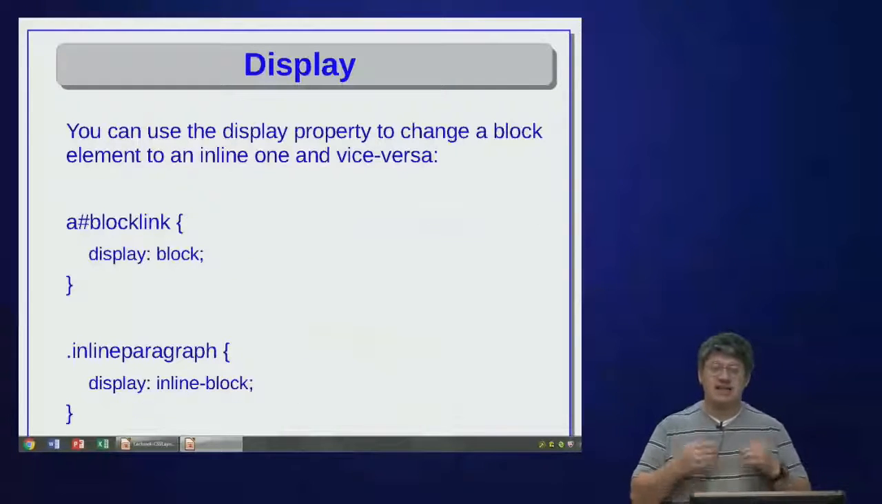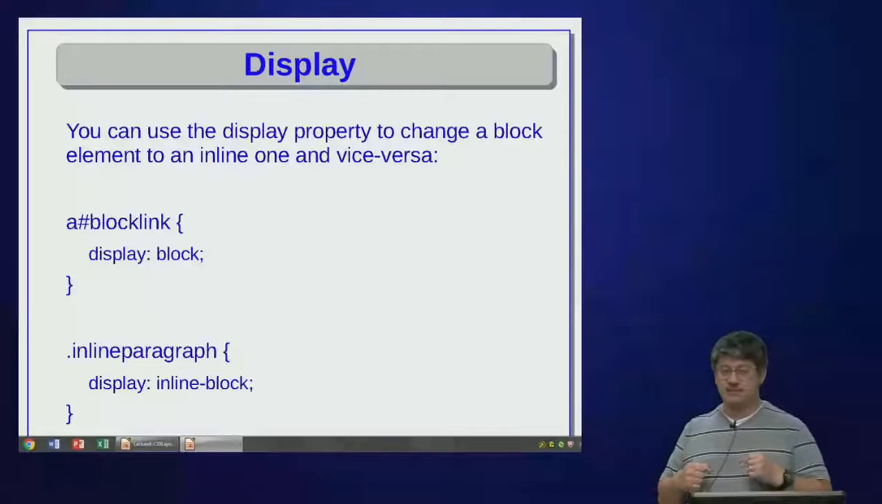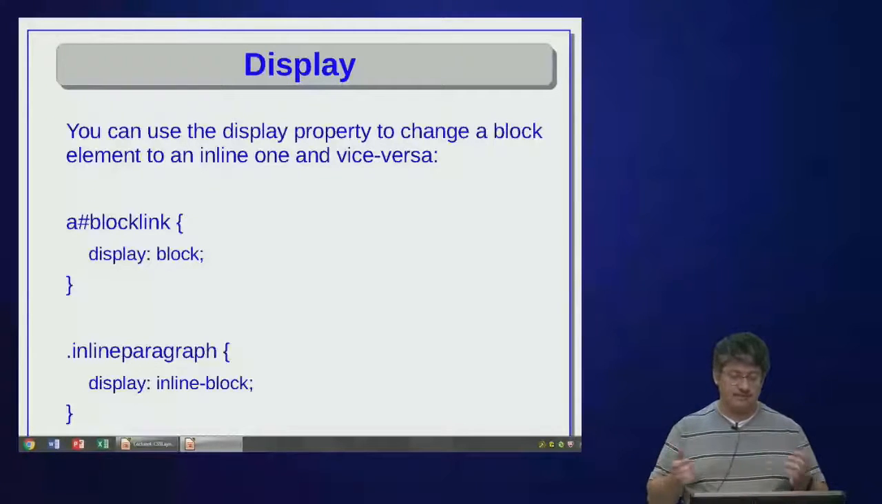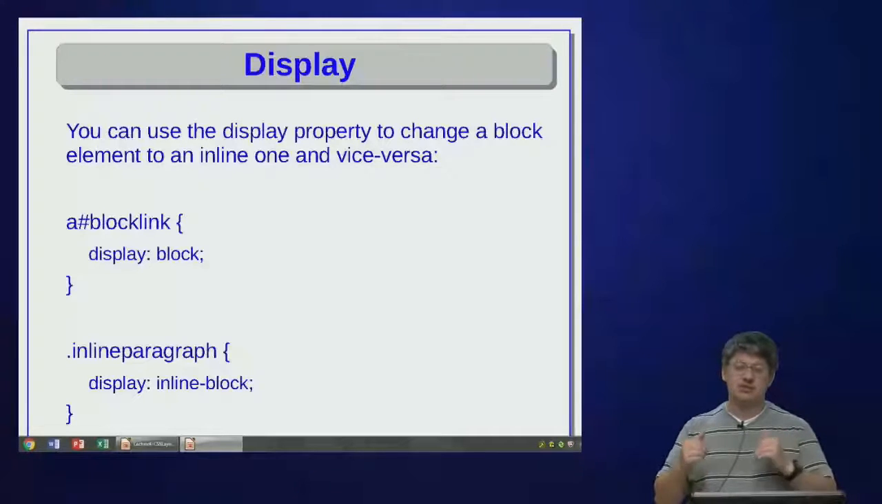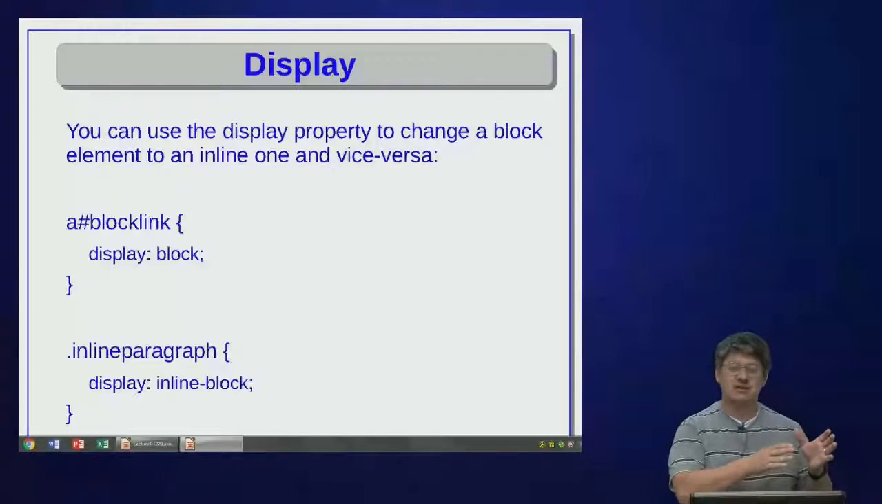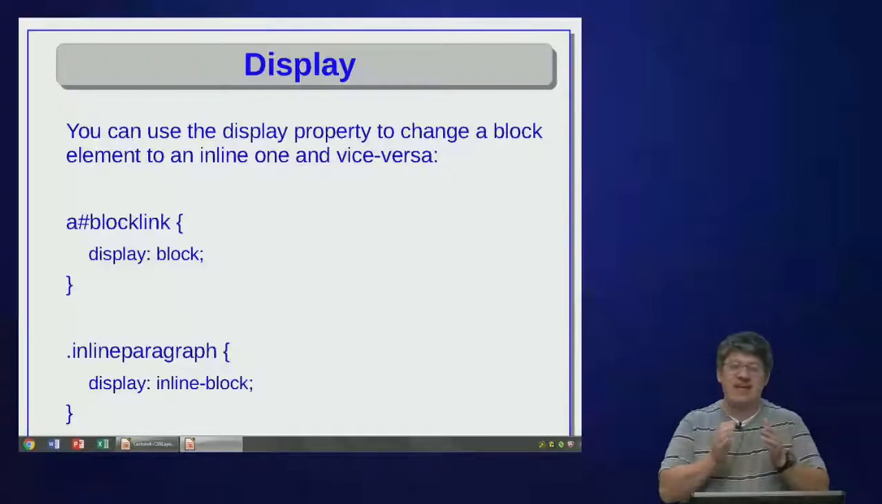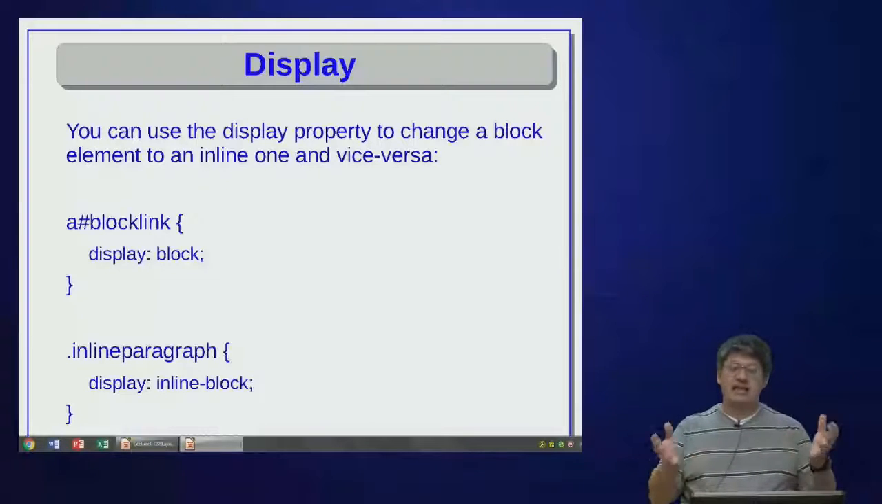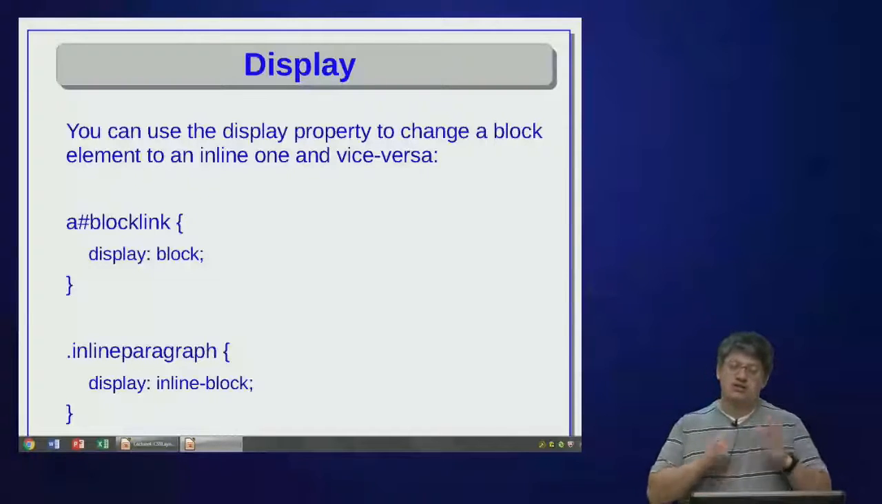So for example, I can take a link. In this case, I'm going to take a link with the ID block link, and I can change it so that instead of being displayed inline, it's displayed as a block element. So notice again the selector here is A hash block link. By joining them together like this, I'm combining them, so that this rule will only apply to A tags that also have ID attributes set to block link. If I had a space in between the A and the hash, it would have a different meaning, but I can combine them in this way to only apply the display block rule to link tags with that particular ID.